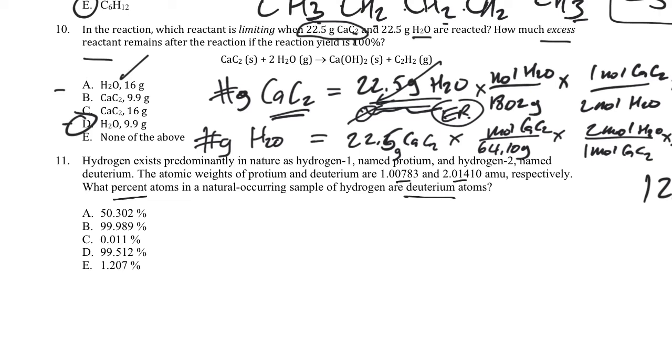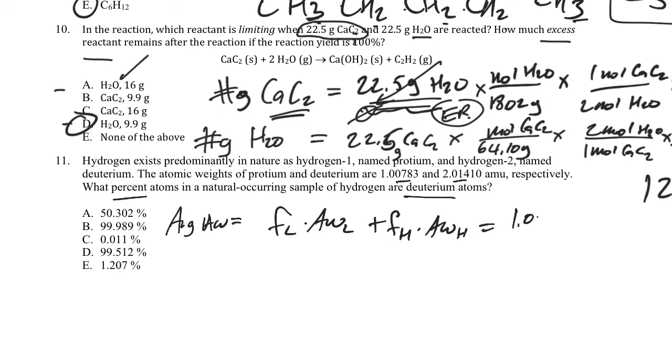Okay, so the main idea here is that the average atomic weight that we get from the periodic table is equal to the fraction of the lighter times the atomic weight of the lighter plus the fraction of the heavier times the atomic weight of the heavier, and that this is equal to the average atomic weight for hydrogen, which is about 1.00794. And so you can see that the abundance is going to be much higher in the lighter isotope because we're just barely higher here in the average atomic weight of hydrogen. So the abundance of deuterium is going to be really low. So we can rule A, B, and D out.